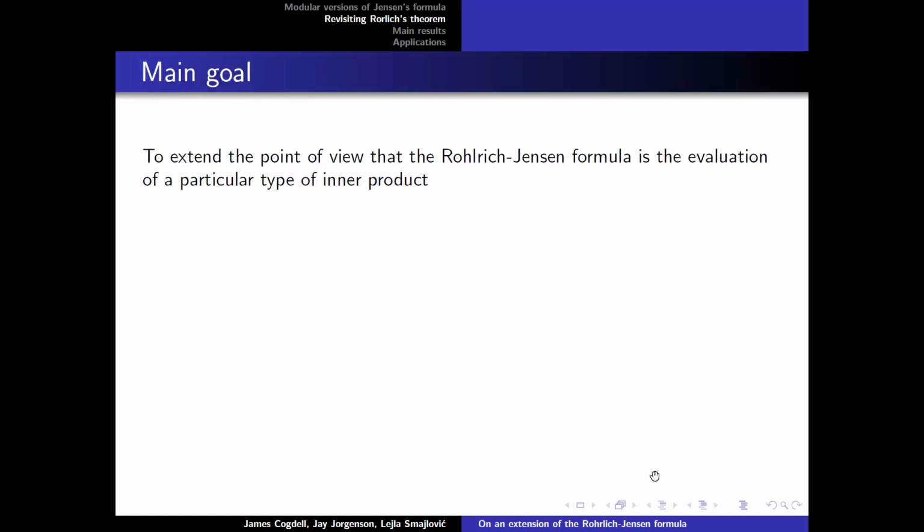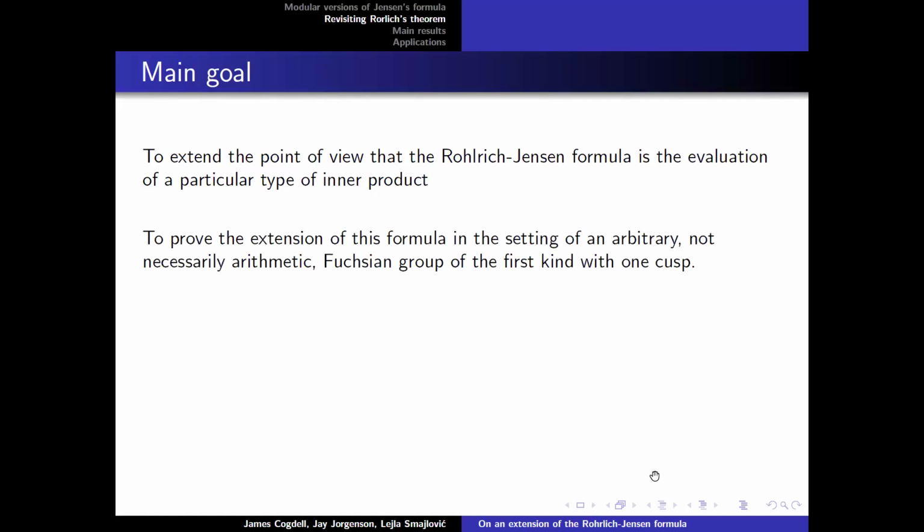Okay, so now that we see all those generalizations of the Rohrlich formula, it is obvious that the main goal of this talk and of the work that I'm describing is actually to extend the point of view that the Rohrlich-Jensen formula is the evaluation of a particular type of inner product. Okay, so what type of inner product do we look at?